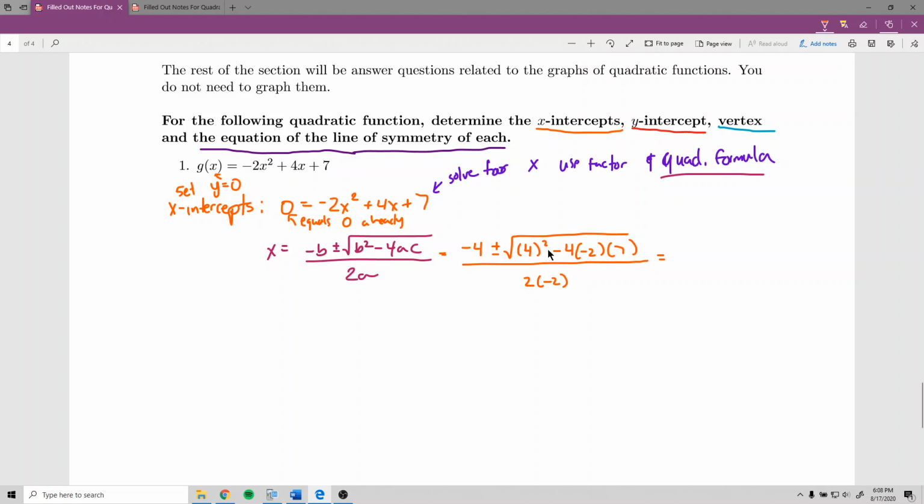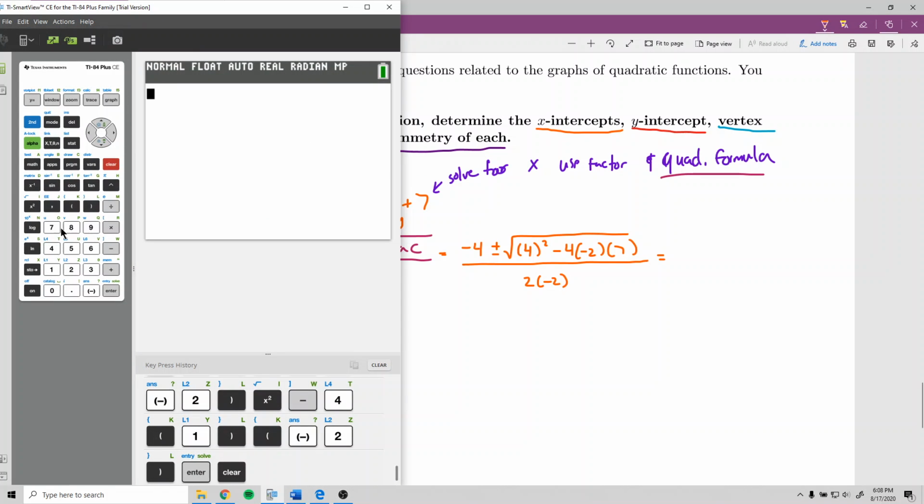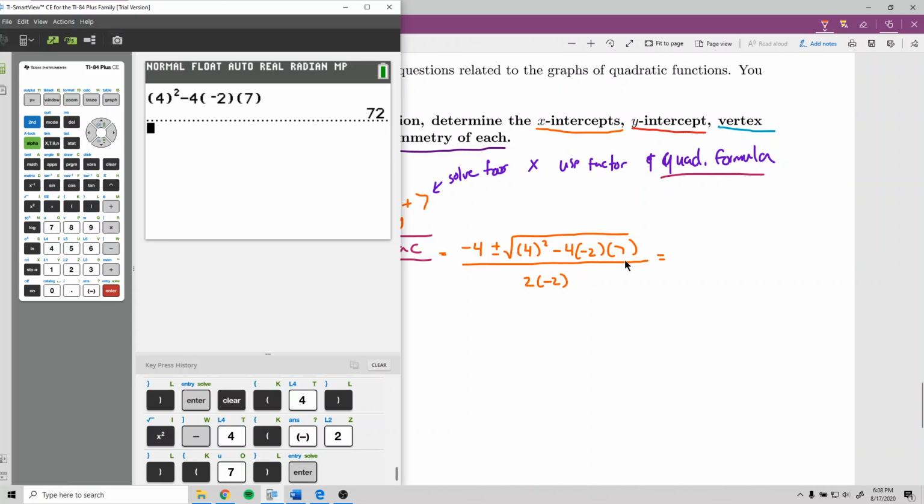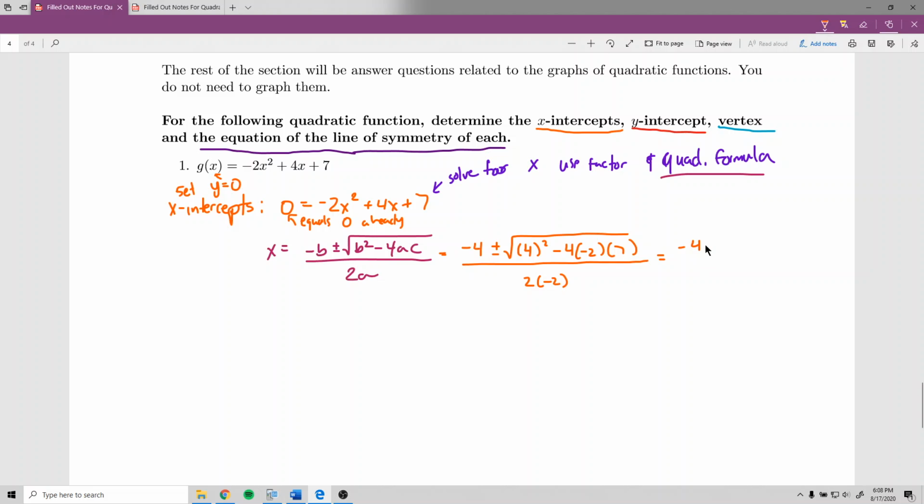And like we learned in the last section, to simplify this, do the inside first. And if you want to do that in a calculator, that's okay. So you got 4 squared minus 4 times negative 2 times 7 is 72. We got negative 4 plus or minus the square root of 72 over negative 4. We've seen something like this before. Do not cancel this out because you have the plus or minus here. So we cannot cancel that out.